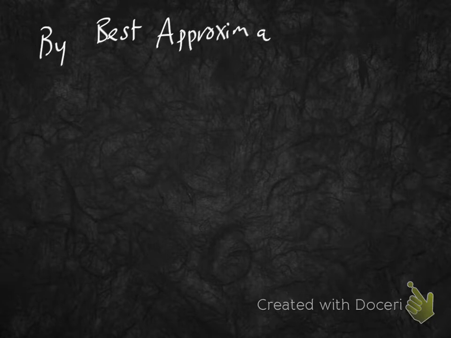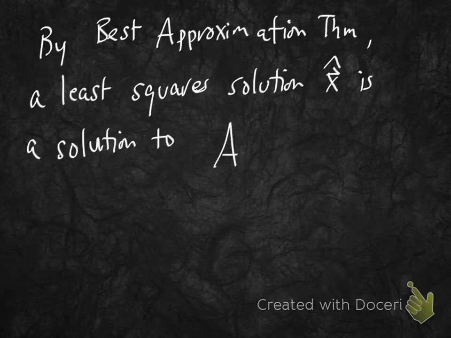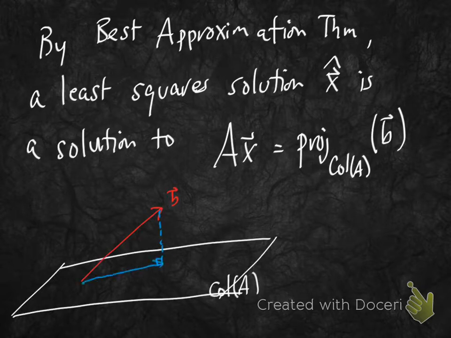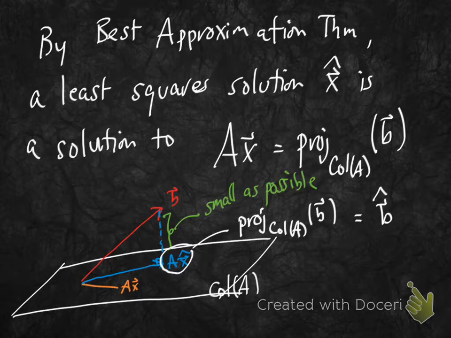So by the best approximation theorem, a least squares solution then has to be a solution to Ax equals the projection onto the column space of A of the vector b. Right, so here this A x hat is actually equal to the projection onto the column space of A of the vector b. And so let's call that vector b hat, just to simplify the notation a little bit, and we'll try to figure out how we can actually compute the least squares solutions.